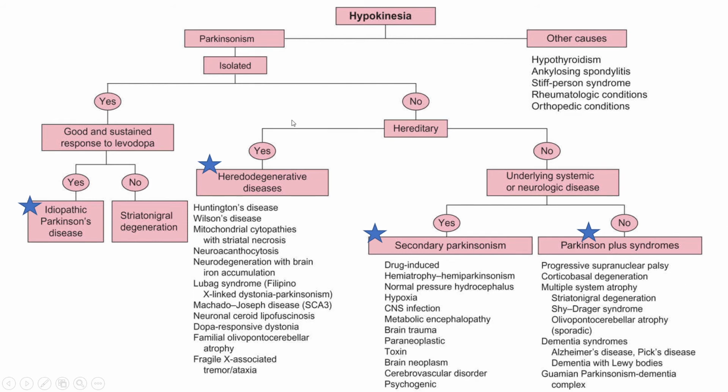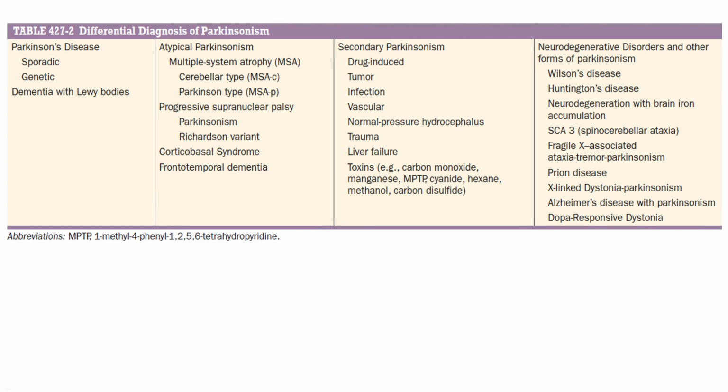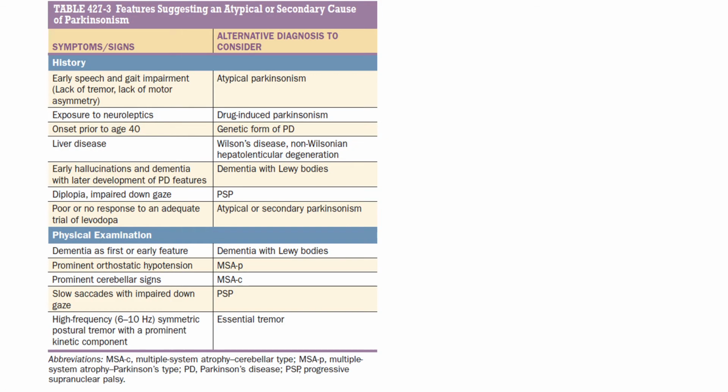So there are 4 DDs overall of Parkinsonism. First, it can be an idiopathic Parkinson's disease. Second, it could be a hereditary-degenerative disease. Third, it could be a secondary Parkinsonism. And fourth, it could be a Parkinson plus syndrome. Okay, so these are nothing but the 4 DDs.